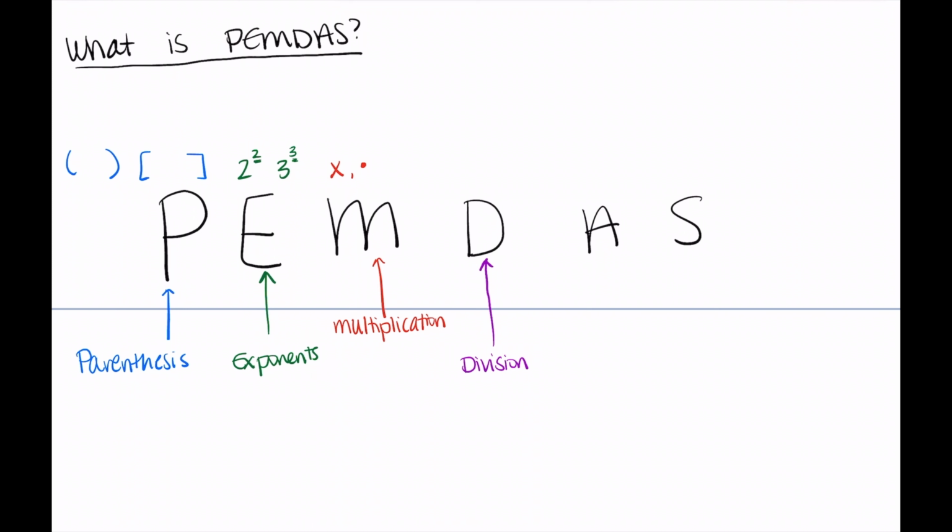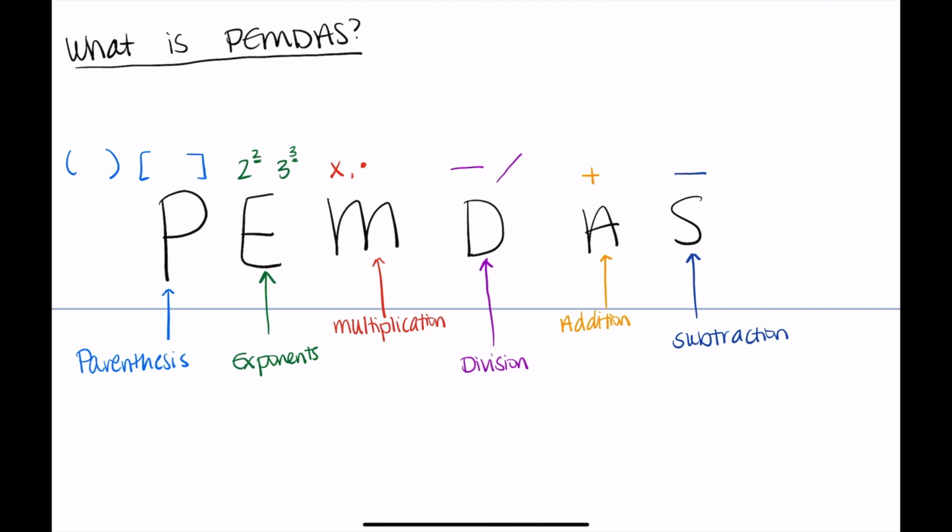Then the D stands for division. So division can be like the fraction bar or the division sign or the slash. Then we have the A. The A stands for addition, which is just simply the addition sign. And then we'll move on to the S. The S stands for subtraction, and that would just be simply the subtraction sign, right?